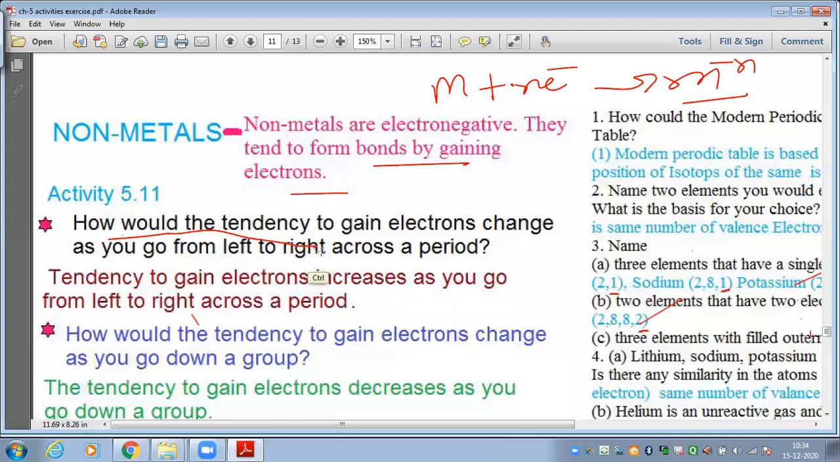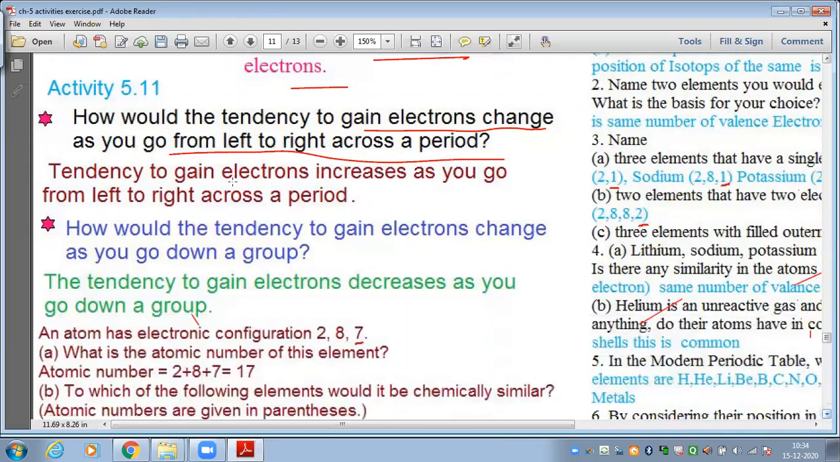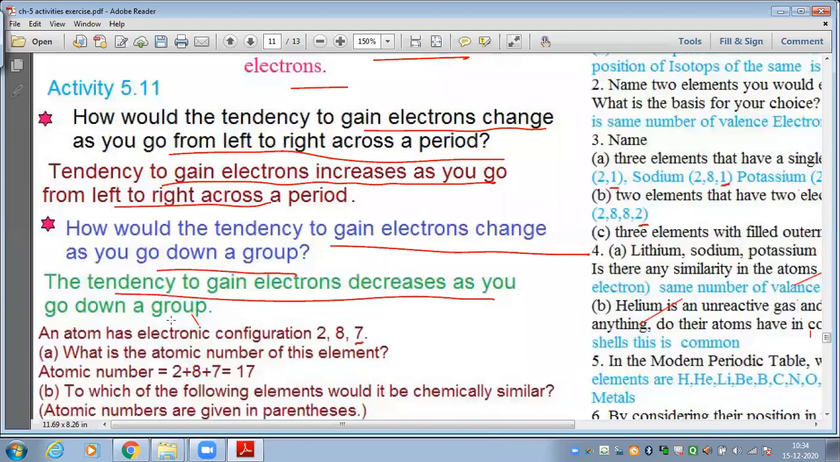How do you feel the tendency to gain electron changes? Gain electron means non-metallic character or electronegativity. So how does the tendency to gain electron change as you go from left to right in the period, my dear students? Tendency to gain electron increases as you go left to right across the period. How would the tendency to gain electron change as you go down the group? As you go down, the tendency to gain electron decreases, my dear students. So if you go down, the tendency to gain electron decreases, and if you go left to right across the period, the tendency to gain electron increases.